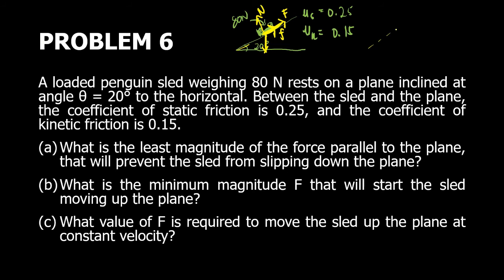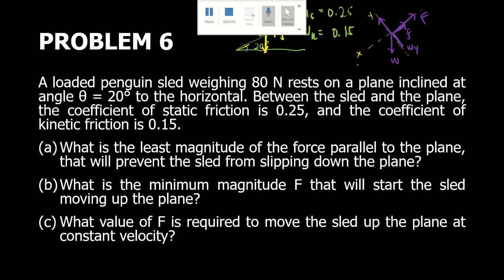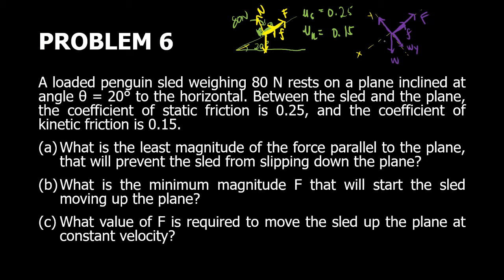If we isolate the free body diagram, it would be like this. This is our x direction, and this is our y direction. We have the normal force here, the friction, and the applied force. Then we have the weight. We call this part the vertical component, the y component of the weight, and this part would be the horizontal component of W.